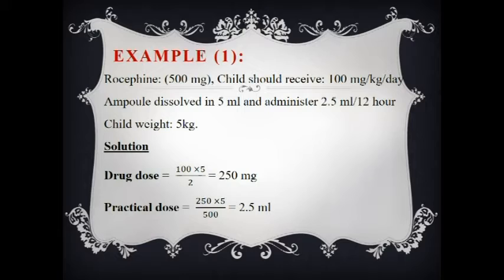We have some examples for clarification. The first one is Rosfin, 500 mg. Child should receive 100 mg per kilogram per day. Ampoule is dissolved in 5 ml and administered 2.5 ml per 12 hours. Child weight is 5 kilograms. Solution: drug dose equals 100 multiplied by 5 and divided by 2, that will equal 250 milligrams. Practical dose equals 250 multiplied by 5 and divided by 500, that will equal 2.5 ml.